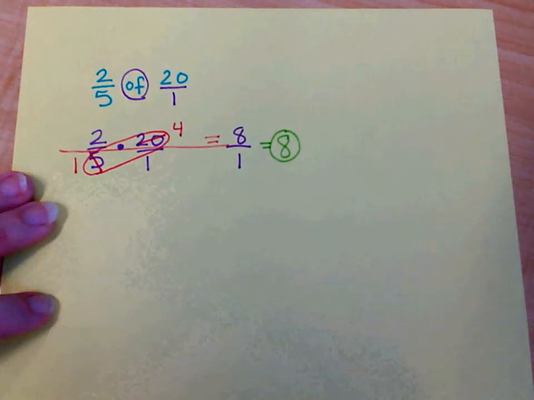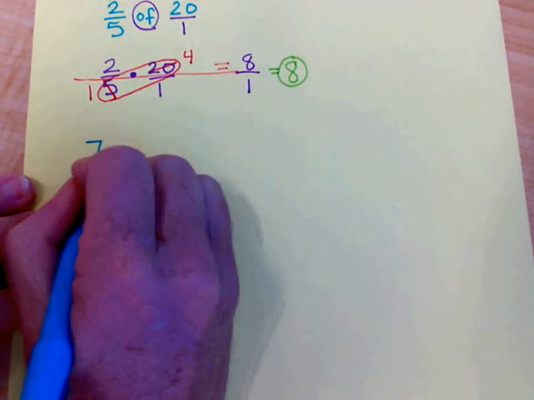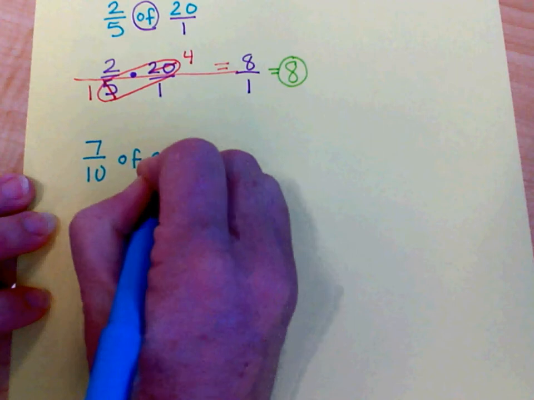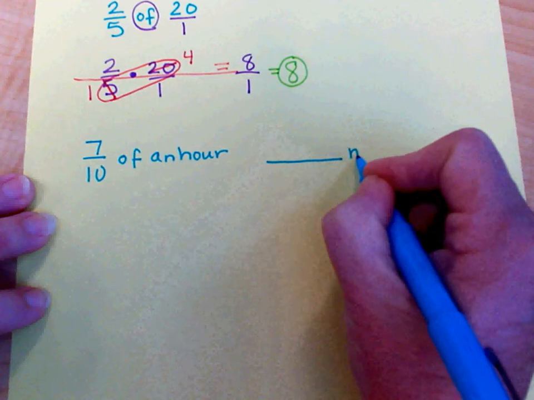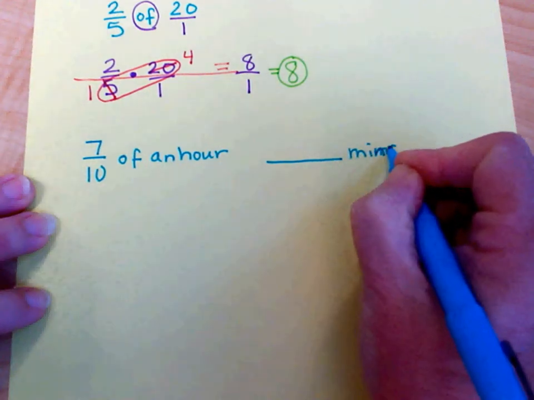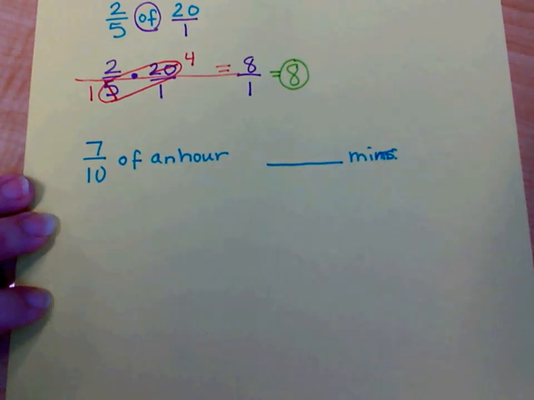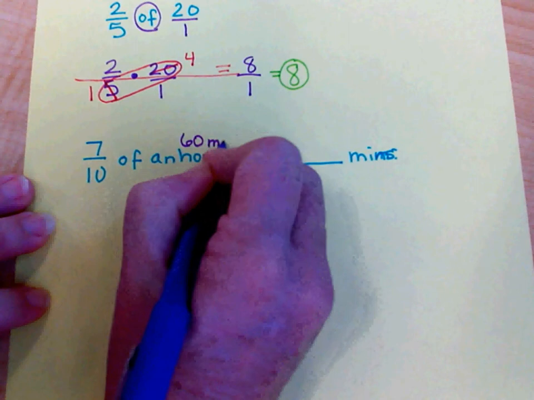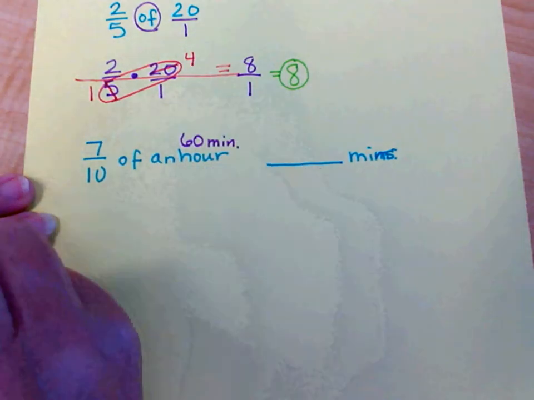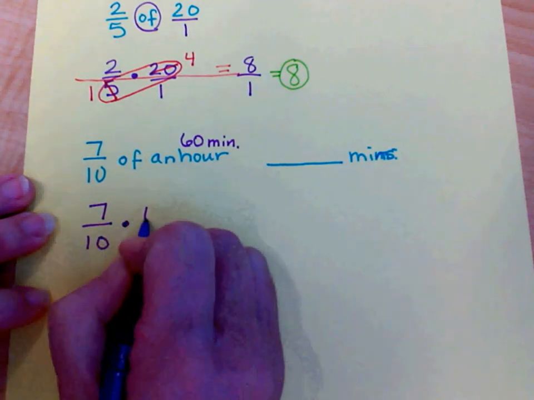So now let's look at another problem. If I have the question 7/10 of an hour, but my answer needs to be translated to minutes. So now I'm looking at, how many hours and minutes? Minutes and hours. There are actually 60 minutes in 1 hour. So my problem is 7 out of 10 times 60.